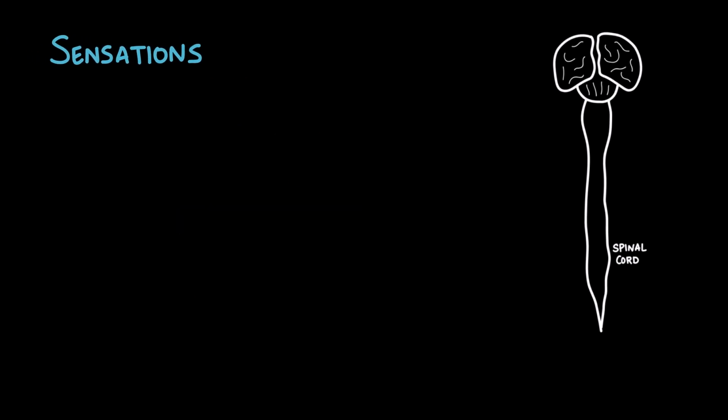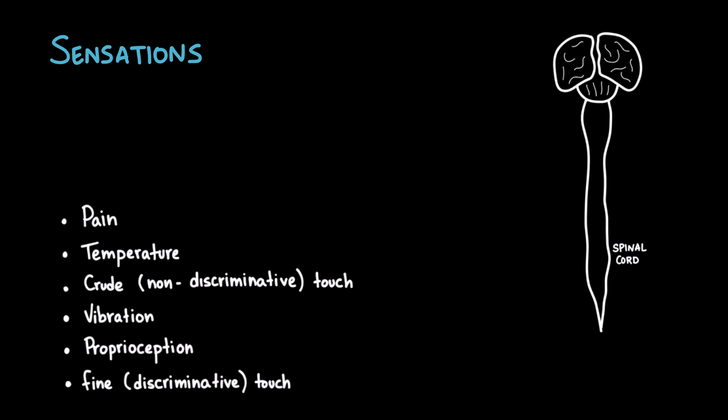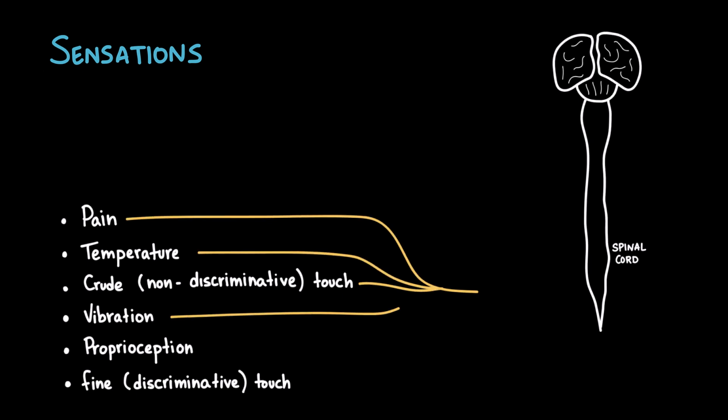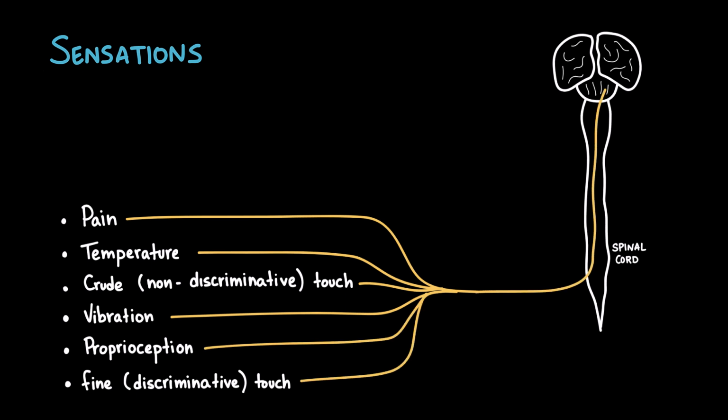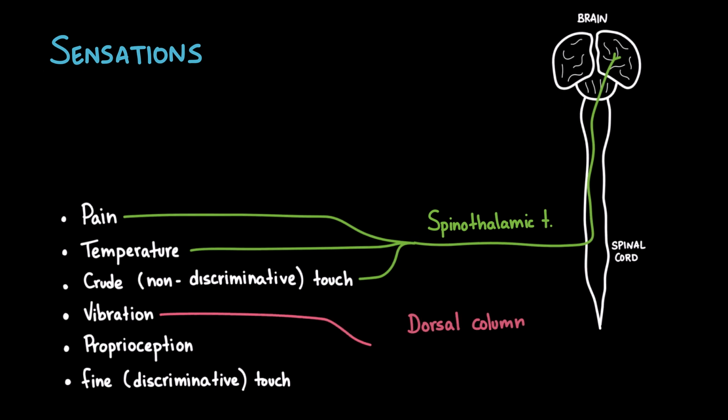Now, we experience many different types of sensations coming from receptors distributed throughout the body, but we can group them into main categories: pain, temperature, crude non-discriminative touch, vibration, proprioception, and fine discriminative touch. Each of these sensations is transmitted through the spinal nerves, enters the spinal cord, and then travels up to the brain through specific pathways. The spinothalamic tract carries information about pain, temperature, and crude touch, while the dorsal column tract carries vibration, proprioception, and fine touch.